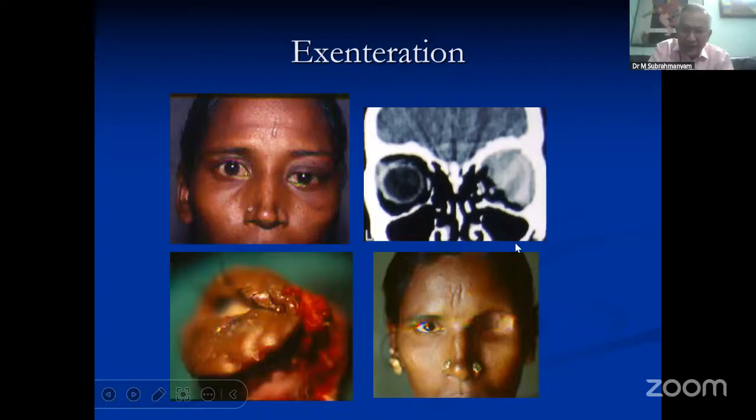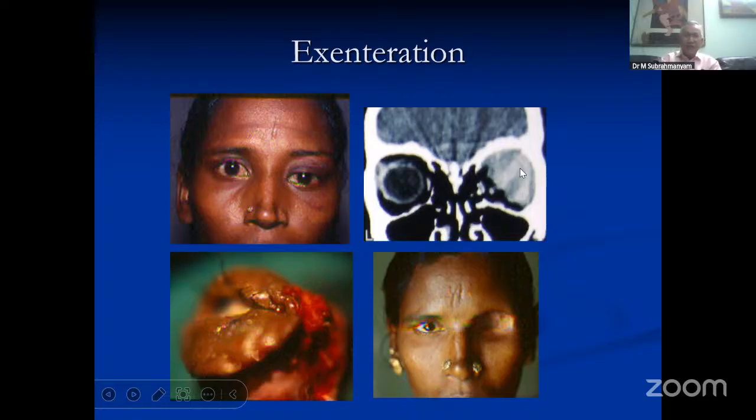This is a case of adenoid cystic carcinoma. You can see a big tumor of the lacrimal gland with irregularities of the bone. You can see fullness, and the eyeball is pushed down. The biopsy was adenoid cystic carcinoma. She was actually a feeding mother, a young lady.